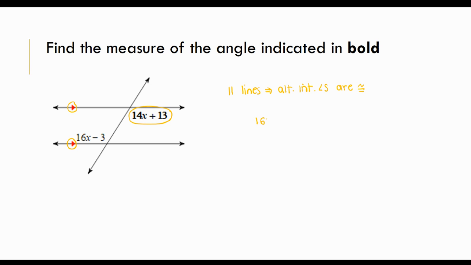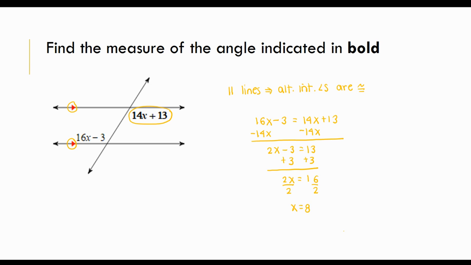So that means I'm going to set up an equation where 16x minus 3 is going to equal 14x plus 13. Now I want to start solving for x. So I'm going to subtract 14x from both sides. That gives me 2x minus 3 equals 13. I'll add 3 to both sides. That gives me 2x now equals, oops, that's 16. And then I'm going to divide by 2. So it looks like I got x to be 8.